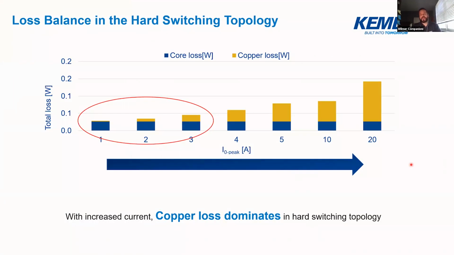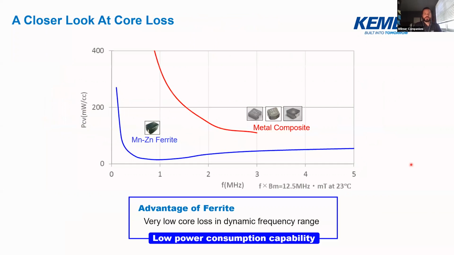So the dominant losses in an inductor have a dependency on the amount of output current. In lower current conditions, the core loss is the dominant loss mechanism. But as you increase in current, then the copper loss begins to be more and more significant as a loss mechanism. So let's take a closer look at core loss. The amount of that core loss is determined by the core material itself.